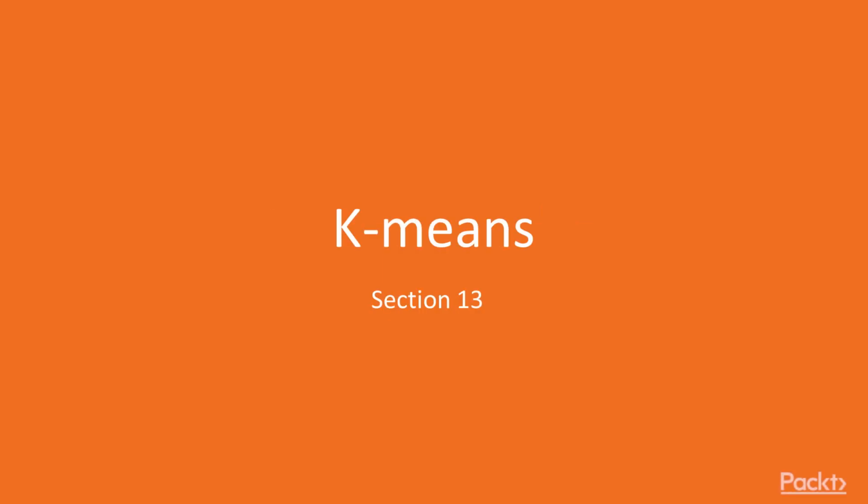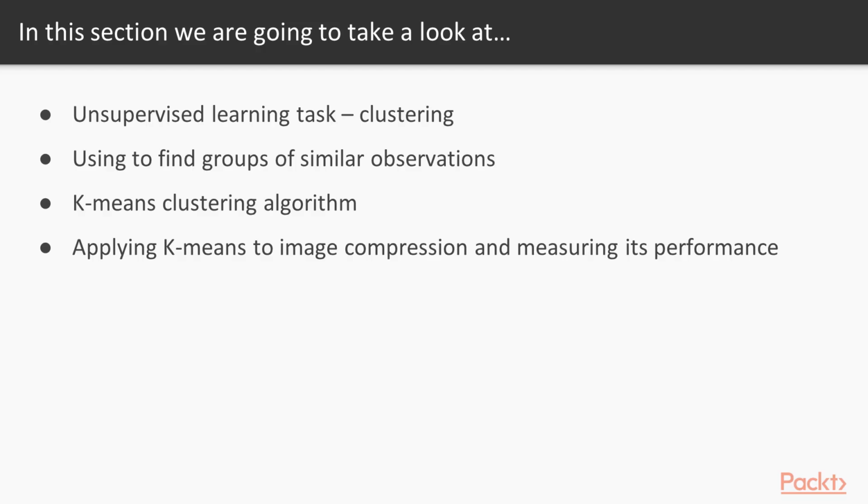Hi guys, let's begin with the next section, K-means. In this section we'll introduce our first unsupervised learning task, clustering. Clustering is used to find groups of similar observations within a set of unlabeled data. We'll discuss the K-means clustering algorithm, apply it to an image compression problem, and learn to measure its performance.